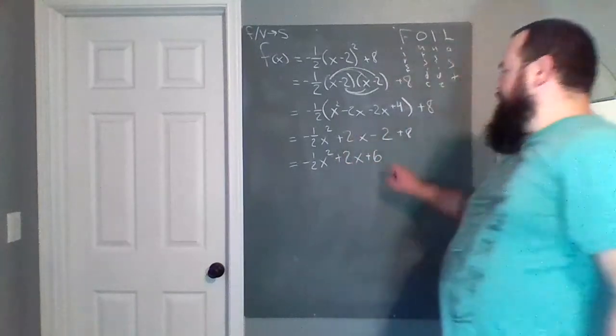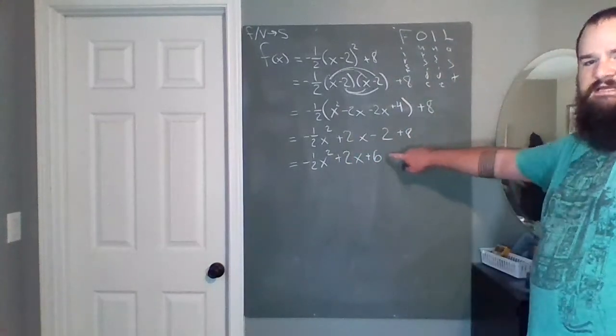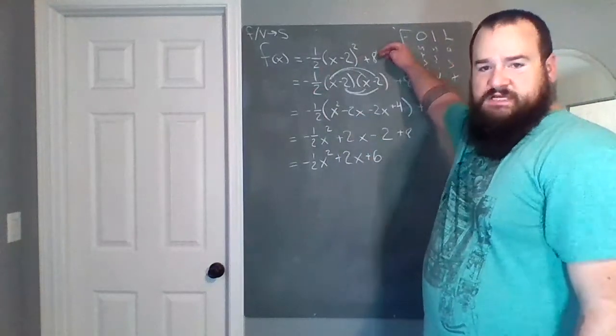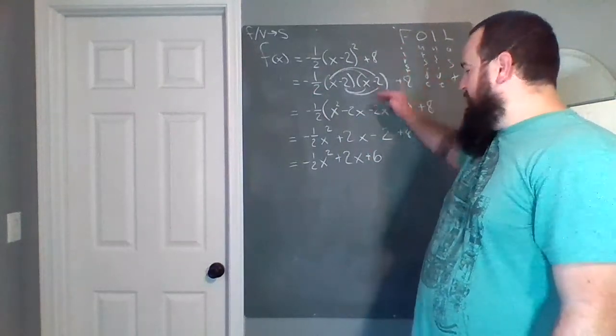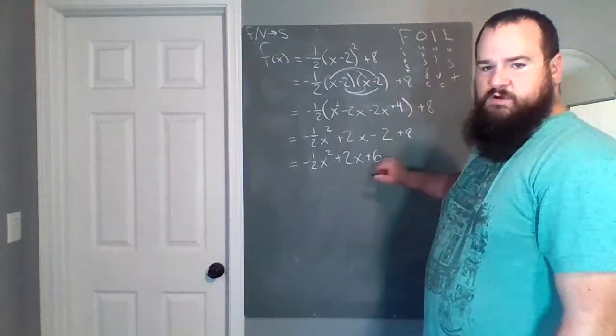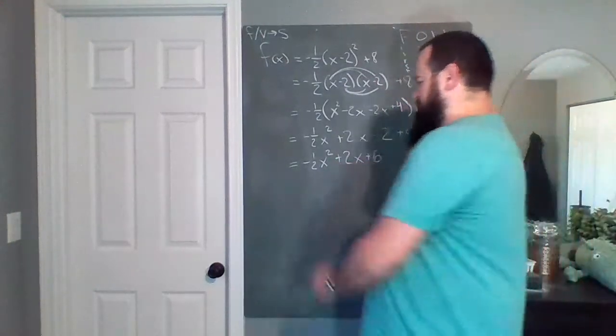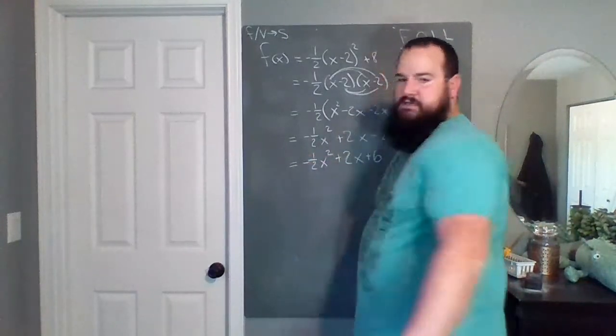So negative 2 plus 8 gives me positive 6. So that means we started out with this vertex form, and we ended with this standard form, negative 1/2 x squared plus 2x plus 6. You can't really see that. Make it nice and clear.